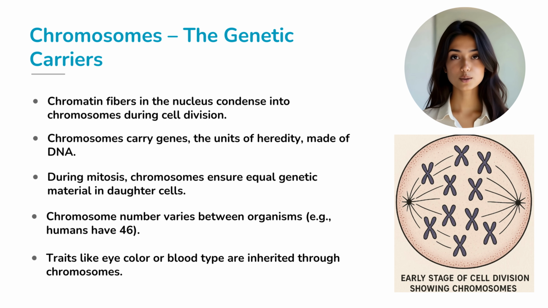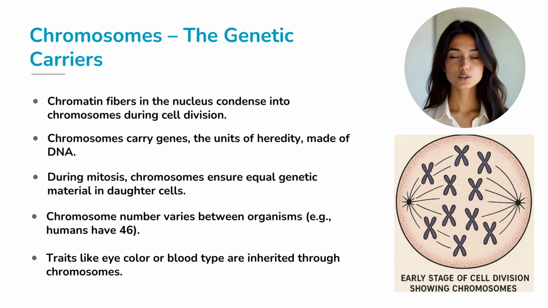Take a look at the diagram on this slide. It shows how chromatin fibers condense into chromosomes during cell division. Chromosomes are like instruction manuals of life, carrying genes, which are made of DNA. Every organism has a fixed number of chromosomes. For example, humans have 46 chromosomes arranged in 23 pairs. These chromosomes are responsible for passing traits from parents to offspring. For example, your eye color, blood type, and even certain abilities are determined by the genes on these chromosomes.